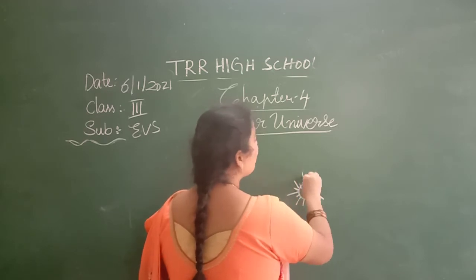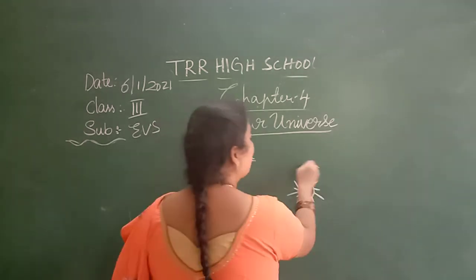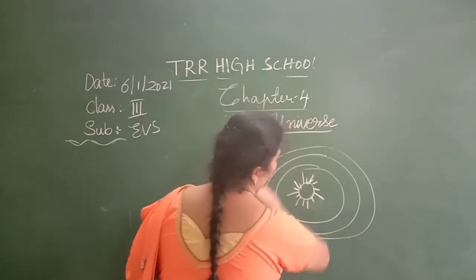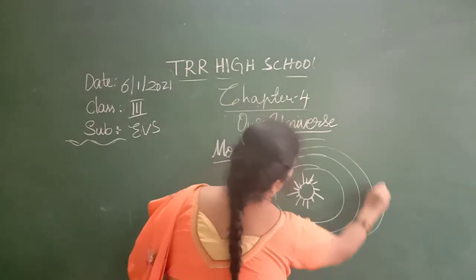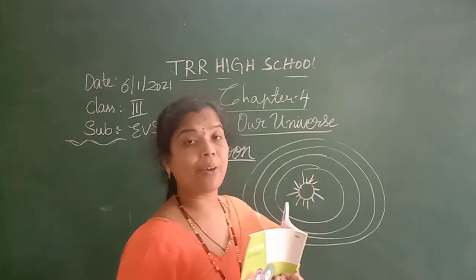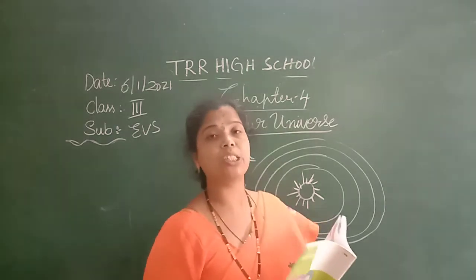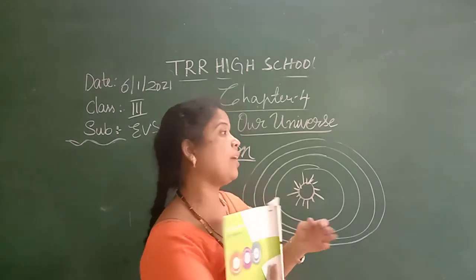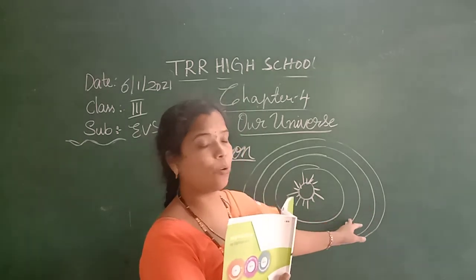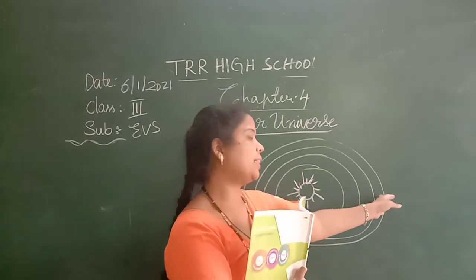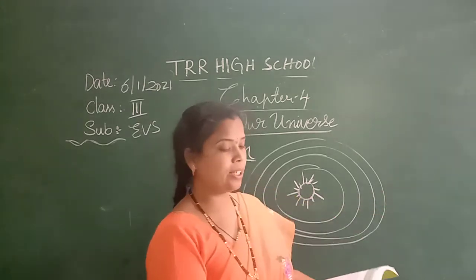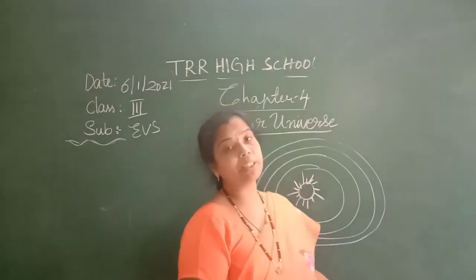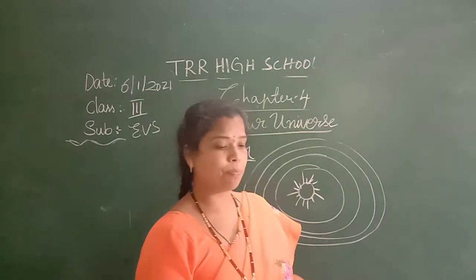So I hope you all remember how many planets we have. We have 8 planets, and what are they? The first one is Mercury, Venus, Earth, Mars, Jupiter, Saturn, Uranus and Neptune. These are our 8 planets.